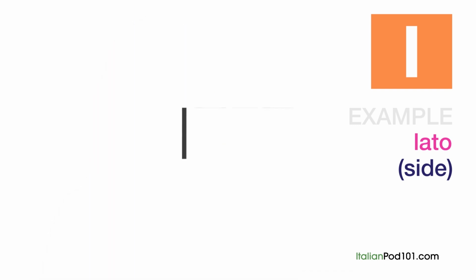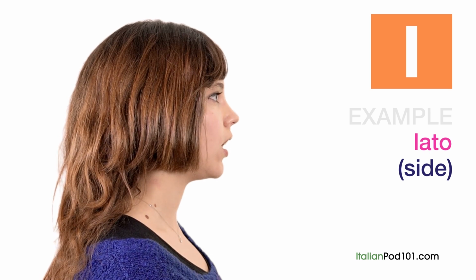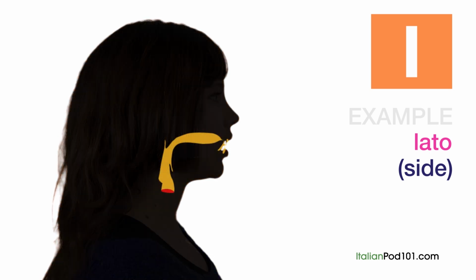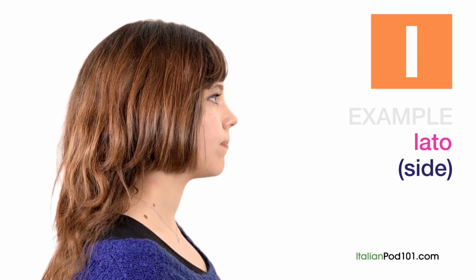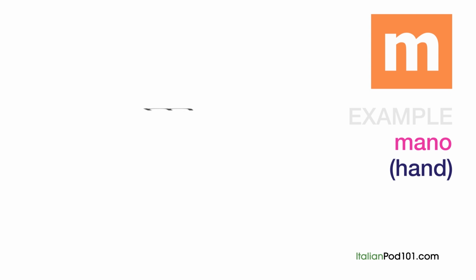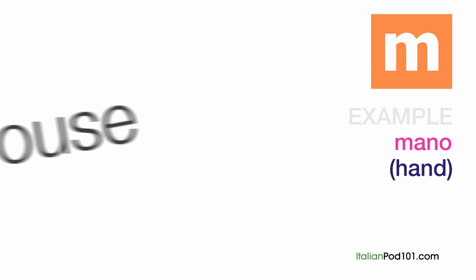The next consonant is L. Lato. Like the l sound in the English word love. L. The final consonant for this lesson is M. Mano. Like the sound in the English word mouse.